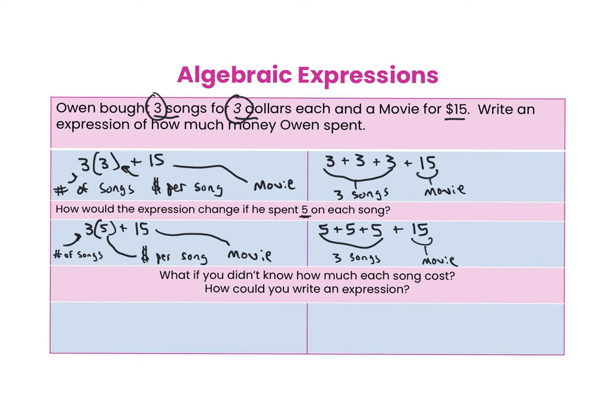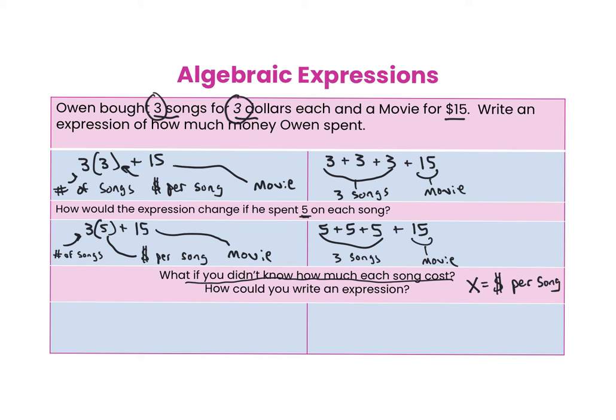So just like the example we did in the last one, now we're going to write an algebraic expression. So what if we didn't know how much money each song cost? We're going to say, since we don't know how much each song costs, we're going to say x equals dollars per song, right? That's our unknown. So when we don't know what a value is, we use a variable.